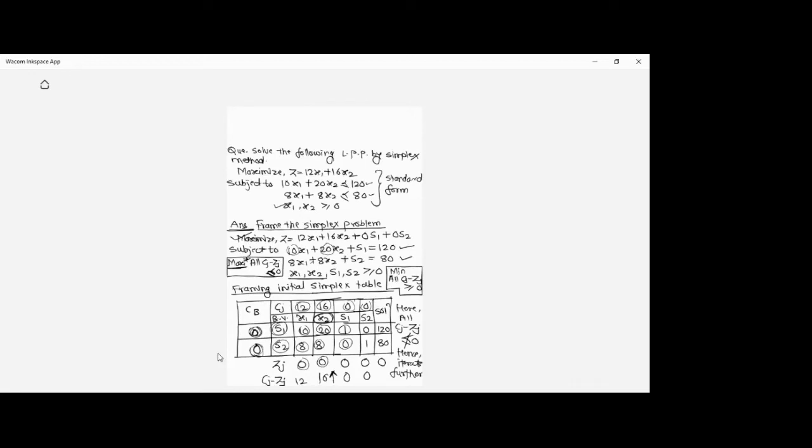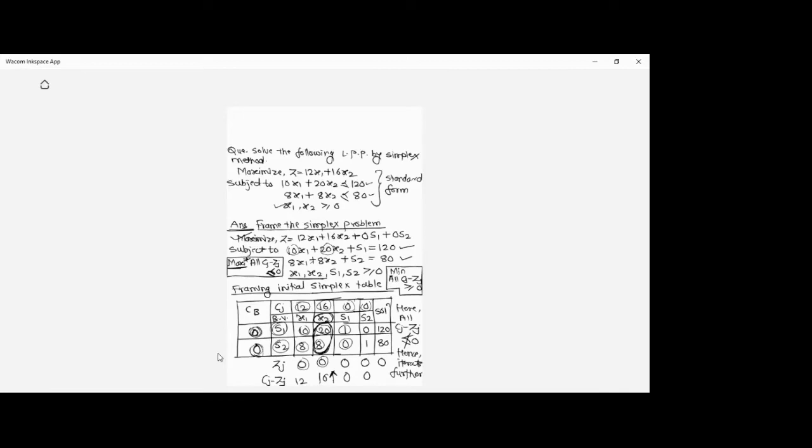So my x2 will be the incoming variable, but from S1 or S2 we'll have to replace either of these two variables so that this place for X2 can be made. So right, this particular arrow I have shown, and I'm going to mark this entire column. This column is called a key column.